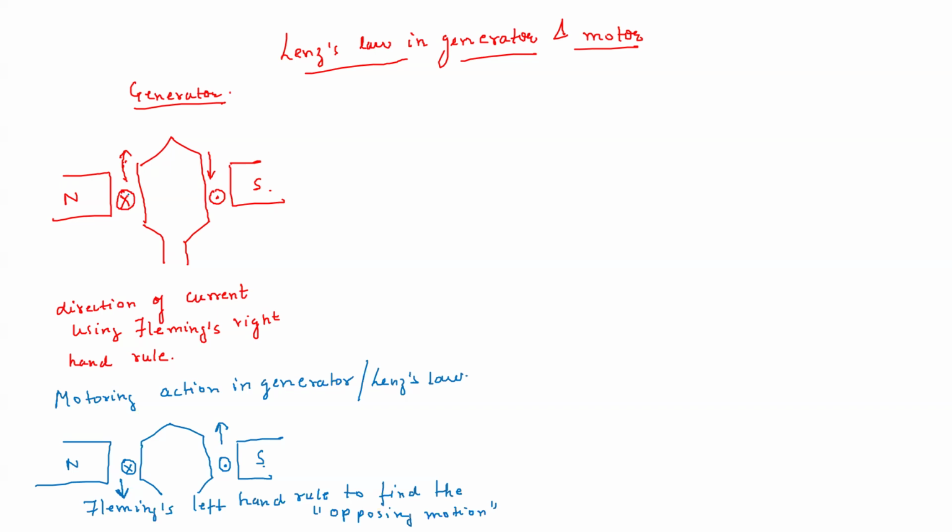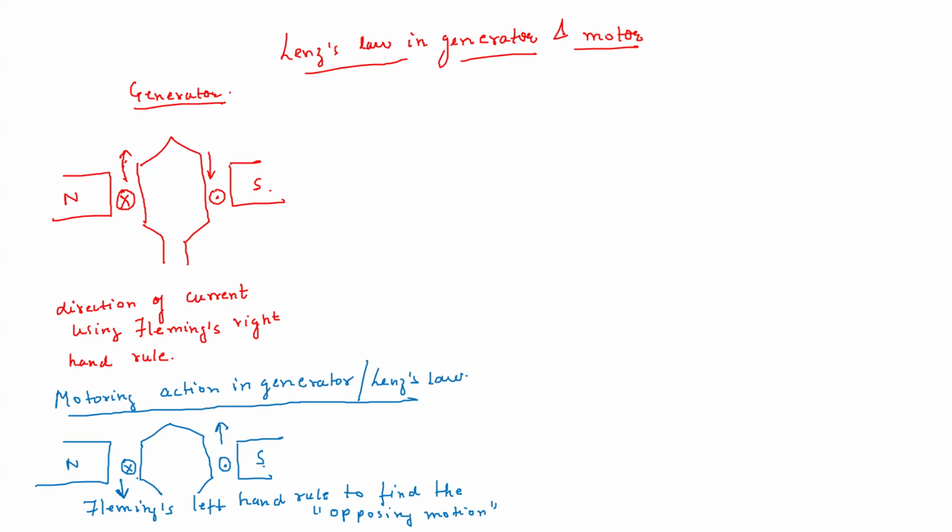So because there is a movement of the conductor in the magnetic field, there is an EMF induced. Because of the EMF induced, the conductor will carry some current. Now a current carrying conductor placed in this magnetic field will experience a force in the opposite direction. This is Lenz's law in the generator. That basically gives us the motoring action in the generator.